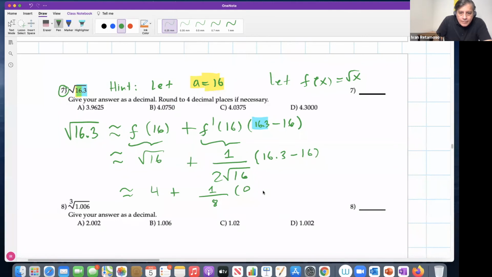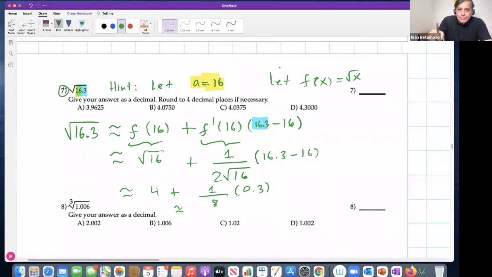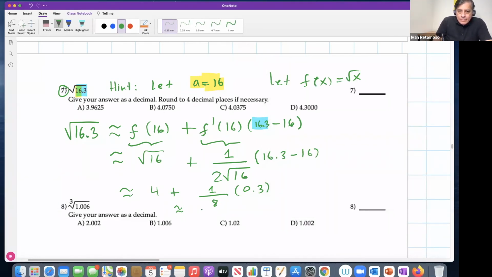All right, so this all computed gives me the following, right? Approximately equal to 4 plus 1/8 times 0.3. 4.0375, right? It is rounded to 4 decimal places, right? 4.0375. Notice how the numbers are close to each other, guys. Very good, very good. This is 4.0375, following the instructions for the rounding, right? So very good. Excellent, excellent.